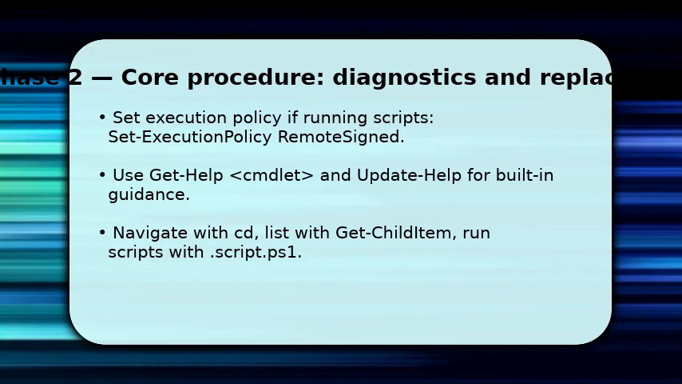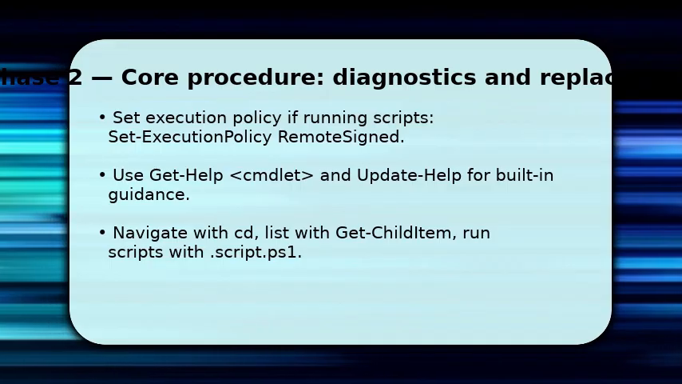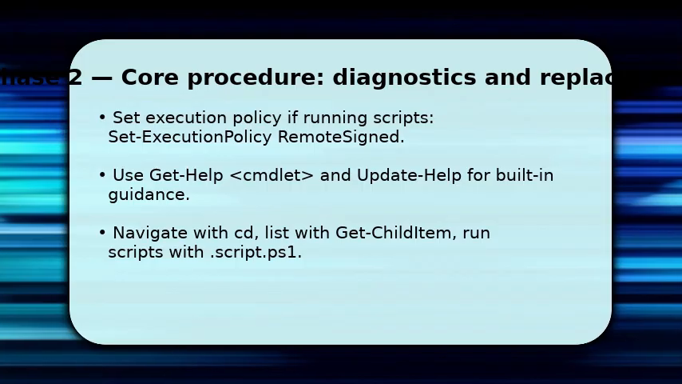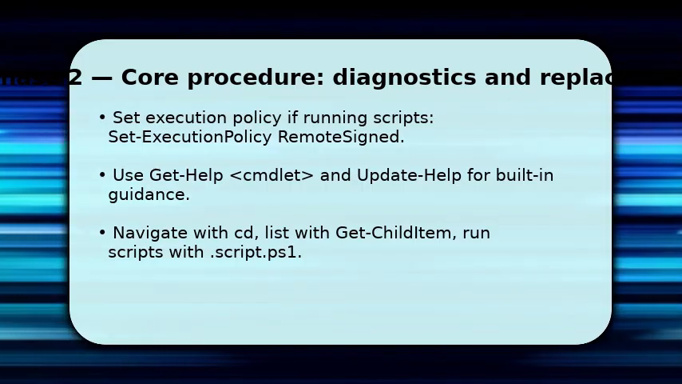Use Get-Help followed by a cmdlet name and run Update-Help to download docs. Navigate using cd and inspect files with Get-ChildItem. To run a script in the current folder, prefix with ./install.ps1. This ensures PowerShell executes the intended file.